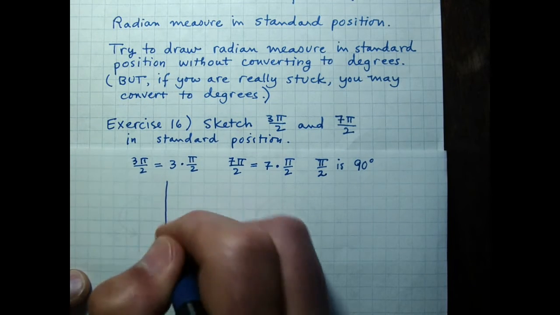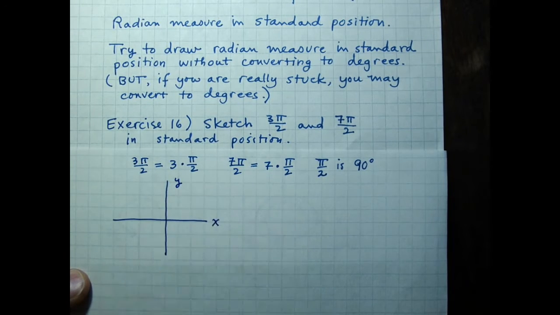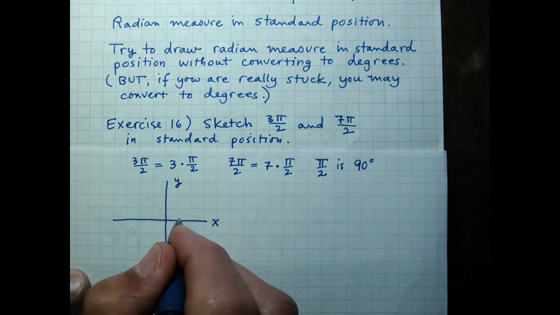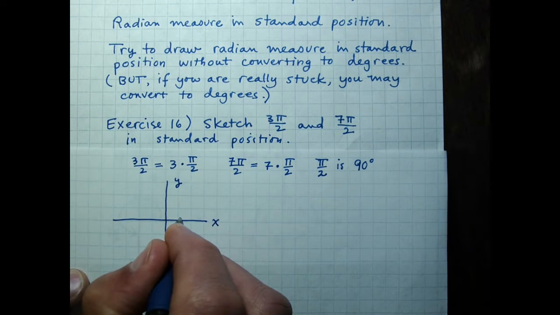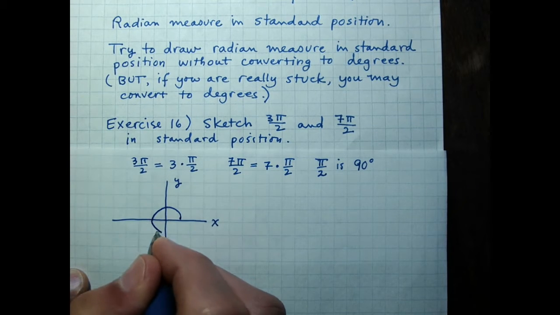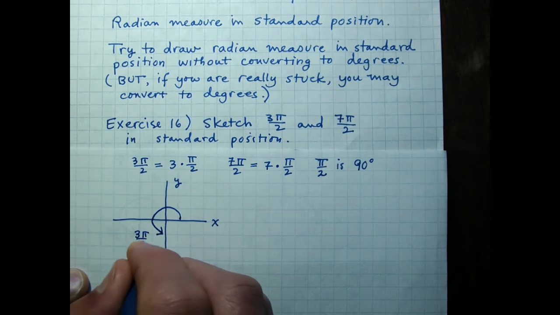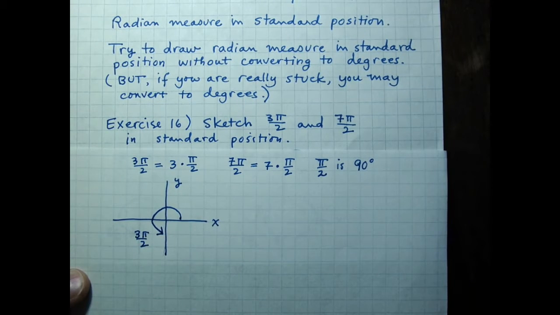So 3 pi over 2, here's my coordinate axes. Starting with the positive x-axis, I'm going to go around counterclockwise. 1 pi over 2, 2 pi over 2, 3 pi over 2 is going to have its terminal side on the negative y-axis. That's same as 270 degrees.